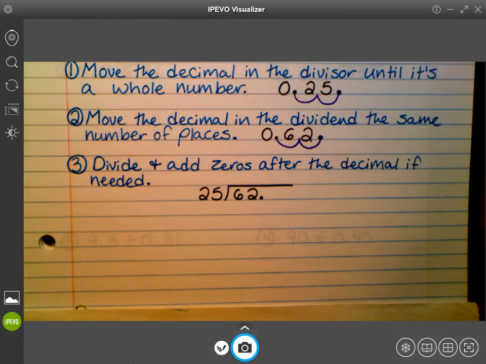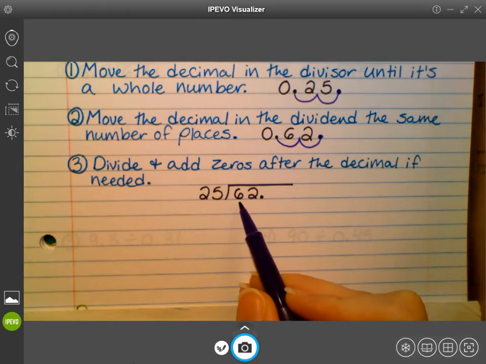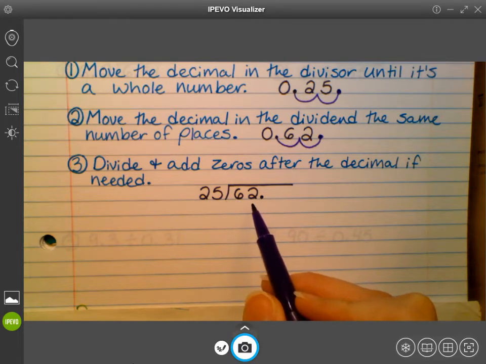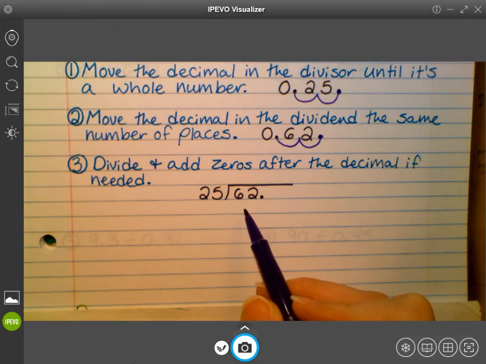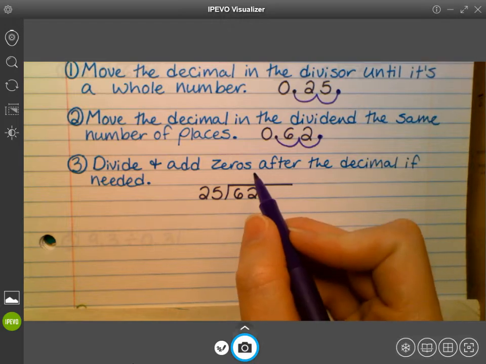Are we all ready to check our answer? Yes. Okay. So, we look at this together. So, 25. Can it go into 6? No. Can 25 go into 62? Yes. Show me on your hand how many times does 25 go into 62? 2 times. So I'm going to put a 2 above the 2.